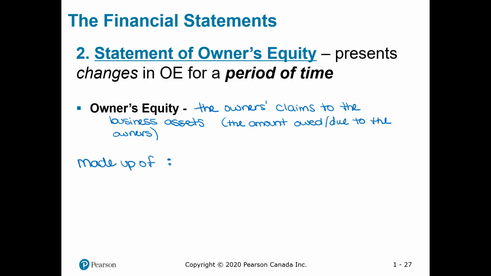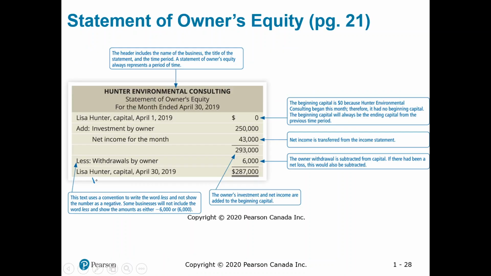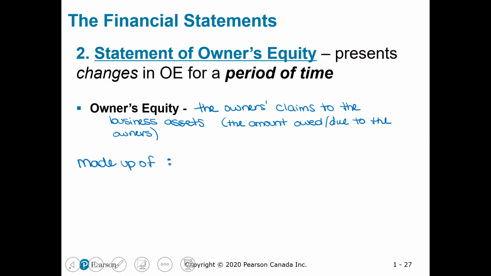The first thing we will add here are investments. So any direct investments of cash or other assets by the owners. That is part of owner's equity because they're investing that money into the business. Eventually they want it back. So that is part of their claim to the business's assets.